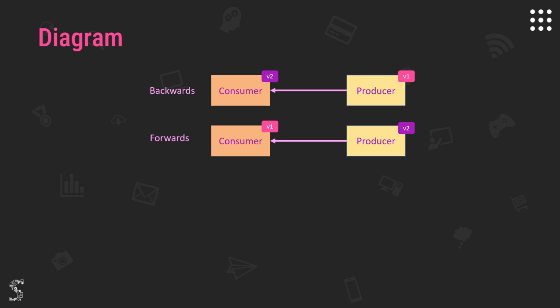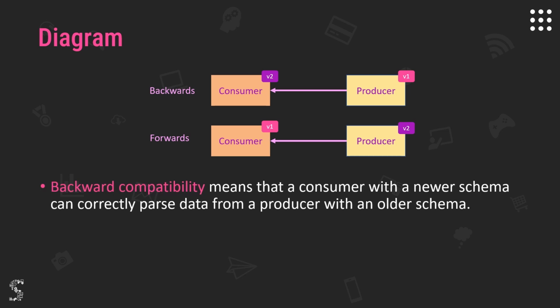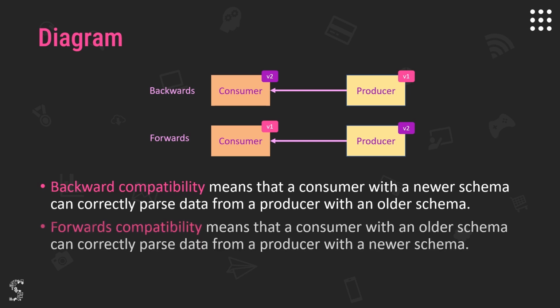So this is the diagram of backward and forward compatibility. Backward compatibility means that a consumer with a newer schema can correctly parse data from a producer with an older schema. Forward compatibility means that a consumer with an older schema can correctly parse data from a producer with a newer schema.